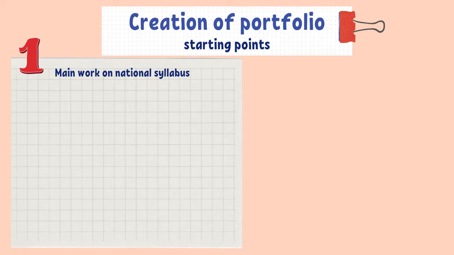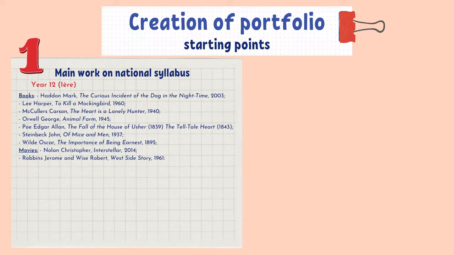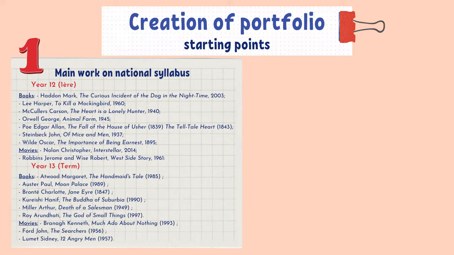So the next step is to start creating your portfolio. For this, you have two starting points. The first one would be to start with the actual work you are going to present, the work which is on the national syllabus. So you've seen books and movies which were part of this national syllabus when you were in première and when you were in terminale. So usually it's 2 books and 1 movie a year. It's different in each high school because it's different for each teacher. If you don't know which ones they are, you can simply ask your teacher.